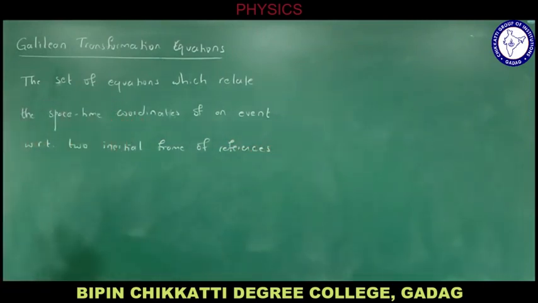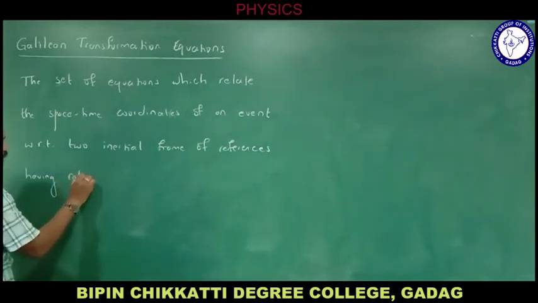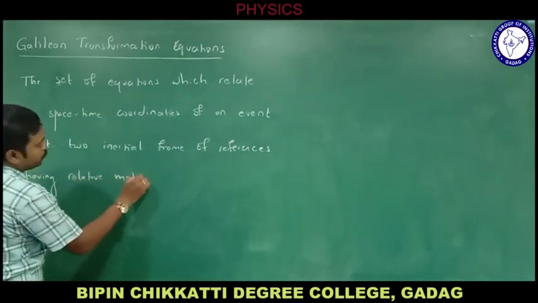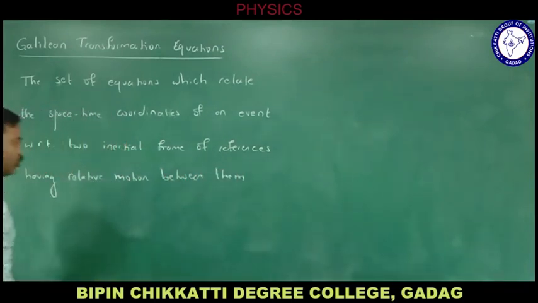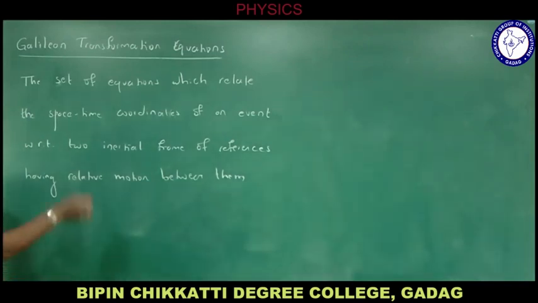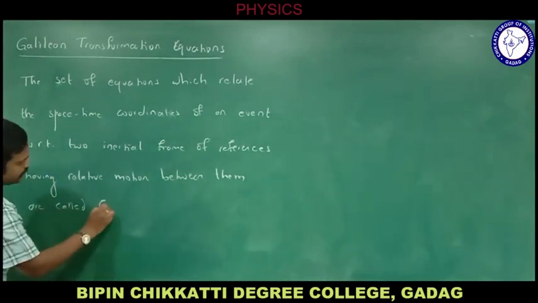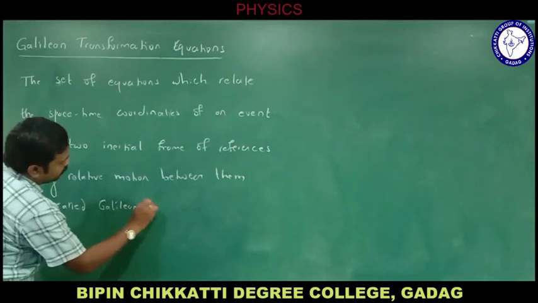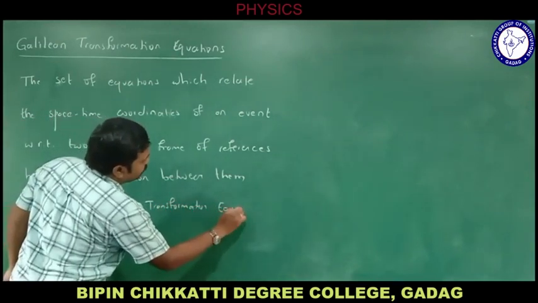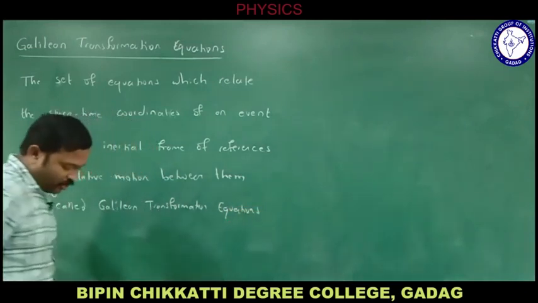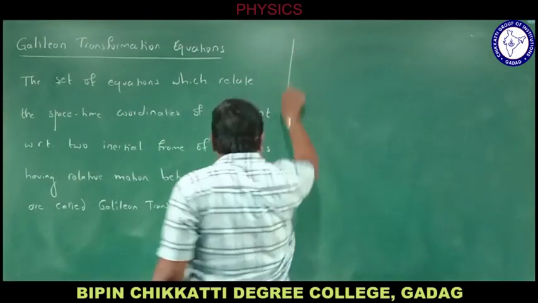With respect to two inertial frames of reference having relative motion between them, if they are having the relative motion between them, then these sets of equations are called Galilean transformation equations. Galilean transformation, let me consider it as equations.